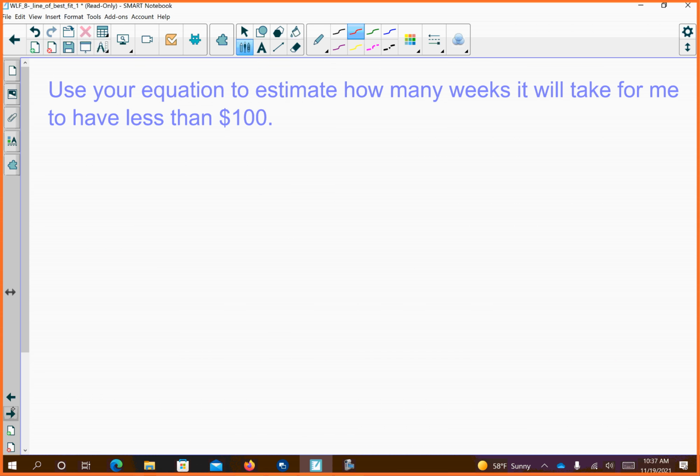All right? Use our equation. Well, our equation was this.